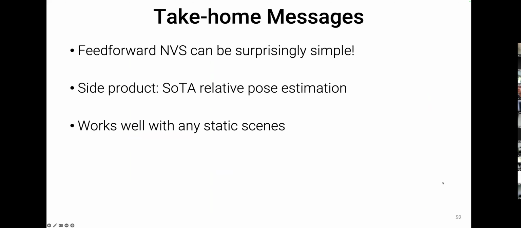Again, some take-home messages. The feed-forward MVS can be surprisingly simple, as you see here. The whole pipeline is basically a ViT, and then you output the Gaussians in the canonical space. Easy, with some small tricks, and then you can already make it work. That's why in the title we say it's surprisingly simple. To me, it was very surprising. And as a side product, this leads to state-of-the-art relative pose estimation, which was also surprising.